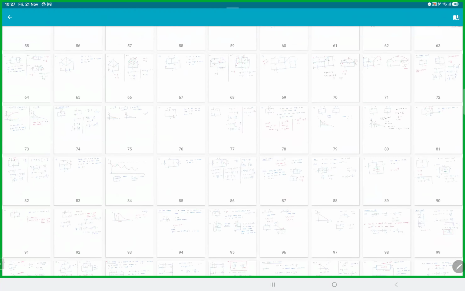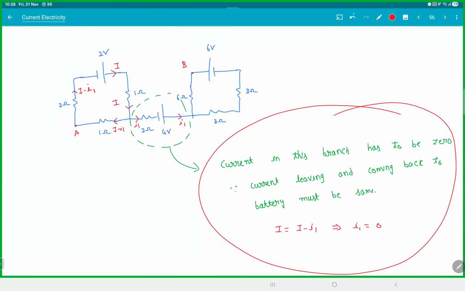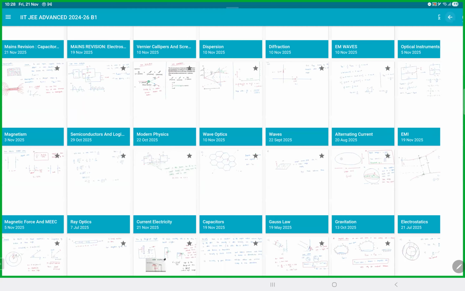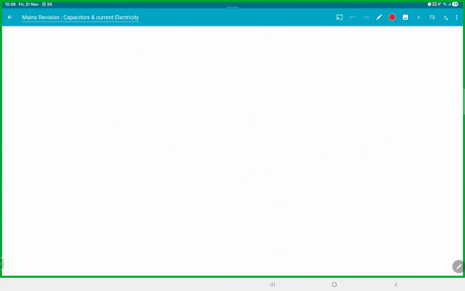There, same question, say. We wrote it in detail. Current in this branch has to be 0. If that is not 0, then the current entering a battery and leaving a battery will not be equal. Clear? That's a pretty good question. Matlab, not tough. You can, if you know, that's what I'm saying. If you have seen this, you will just mark and go ahead. Saves you time in the exam.